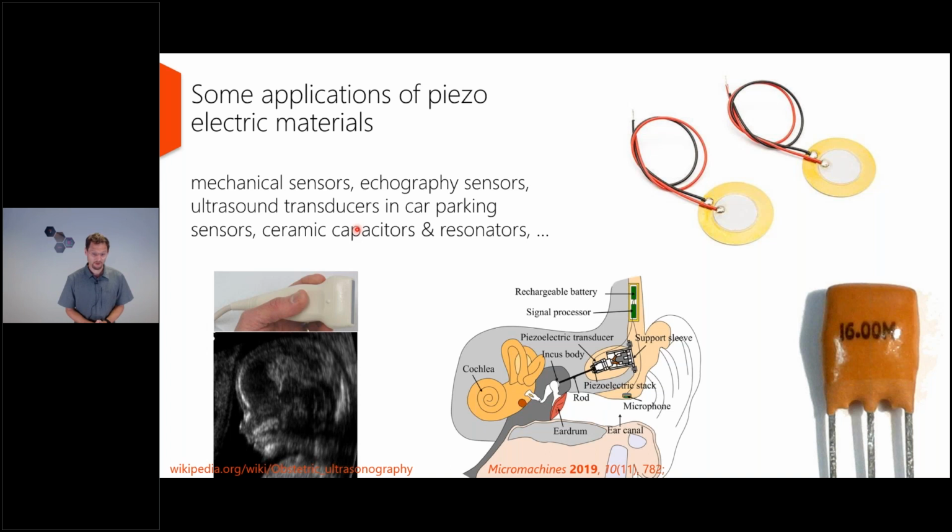In AFM, of course, most AFMs also use piezo technology because most scanners used in AFM are based on piezos.